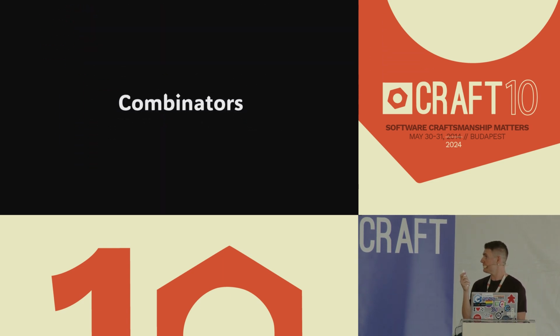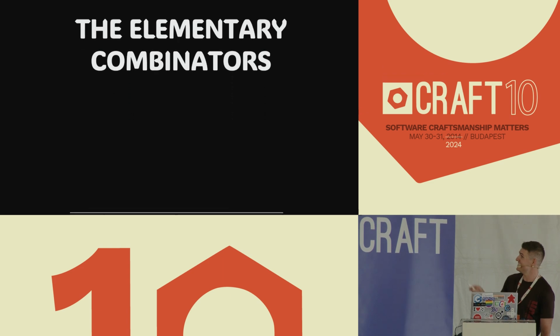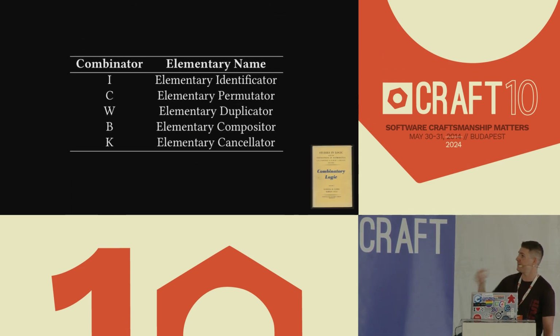So let's get to combinators. What are these things? I've spent 10, 15 minutes talking about this hierarchy, this Venn diagram. What are combinators? We're going to start with the elementary combinators. These were defined in a 1958 textbook by Haskell Curry and Robert Feys. Haskell Curry did his dissertation on combinatory logic and is basically the father of the field. He spent three decades writing papers. And in this textbook, he defined the five elementary combinators.